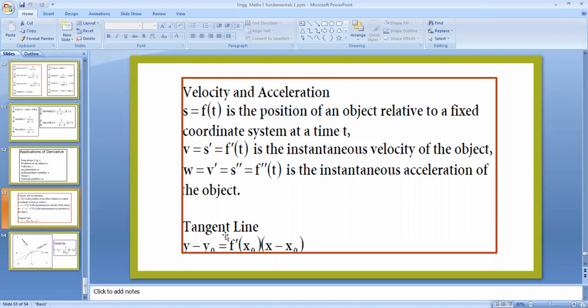Okay. You know here the tangent line. What is that tangent line? y minus y naught is equal to f dash of x naught into x minus x naught. It is simply the one point form.